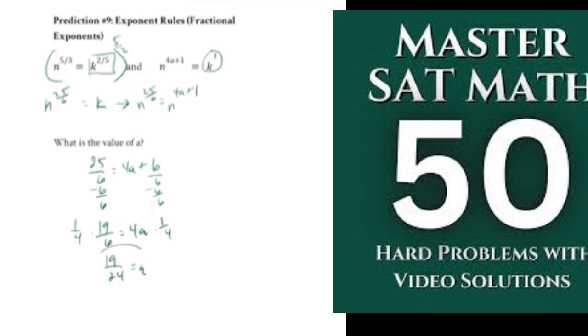So I'm going to raise this whole thing to the 5/2 power. So then that would be n to the 25/6 power equals k. So now I can substitute. So we're going to have n to the 25/6 equals n to the 4a plus 1. So that means 25/6 equals 4a plus 1, which is really 6/6. So when I take away 6/6, I end up with 19/6 equals 4a. I'll multiply by 1/4 on both sides. So we have 19/24 equals a, and boom, you're done.